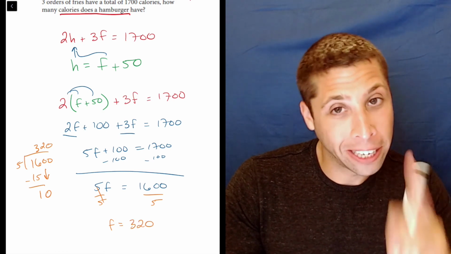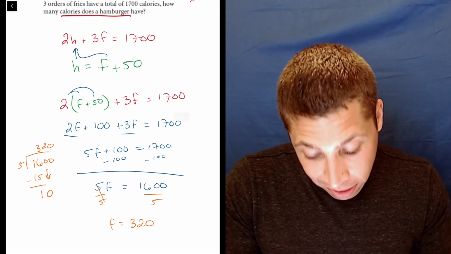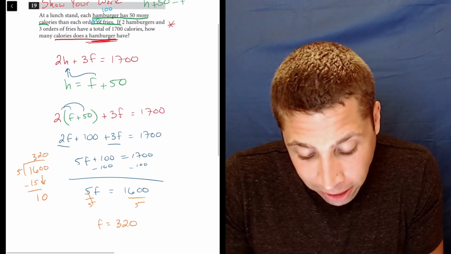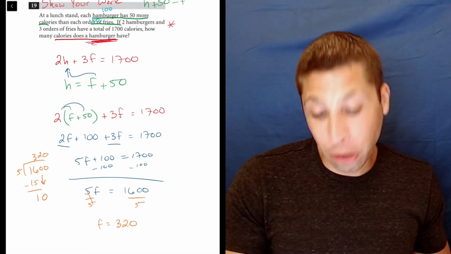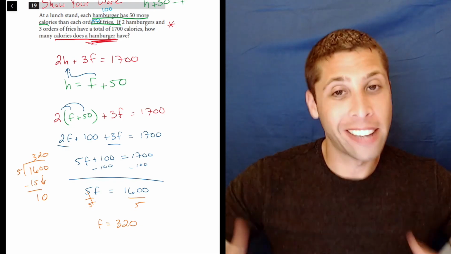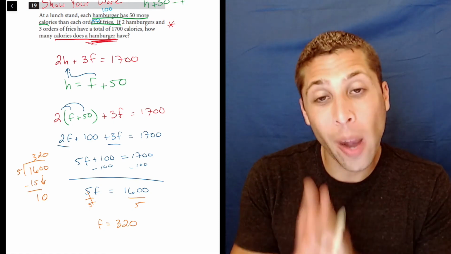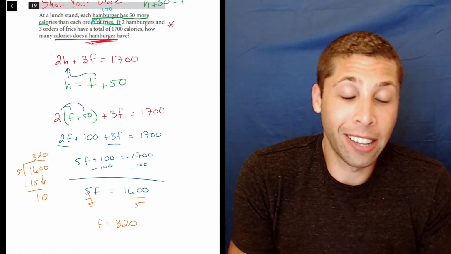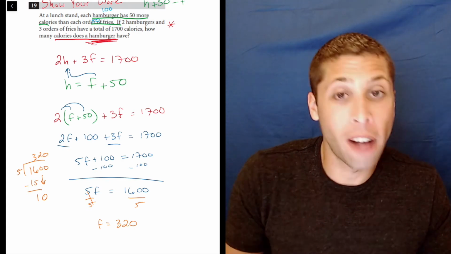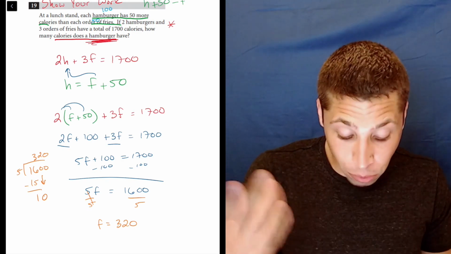But that is not our answer. Because what did they want? They wanted the calories in a hamburger. This is why we show our work, right? Showing your work is not just about showing the math. It's about understanding the question. We underlined the question because I was afraid that I would do exactly what I did here. Solve for the wrong thing. But it's okay because it's really easy to solve for H.